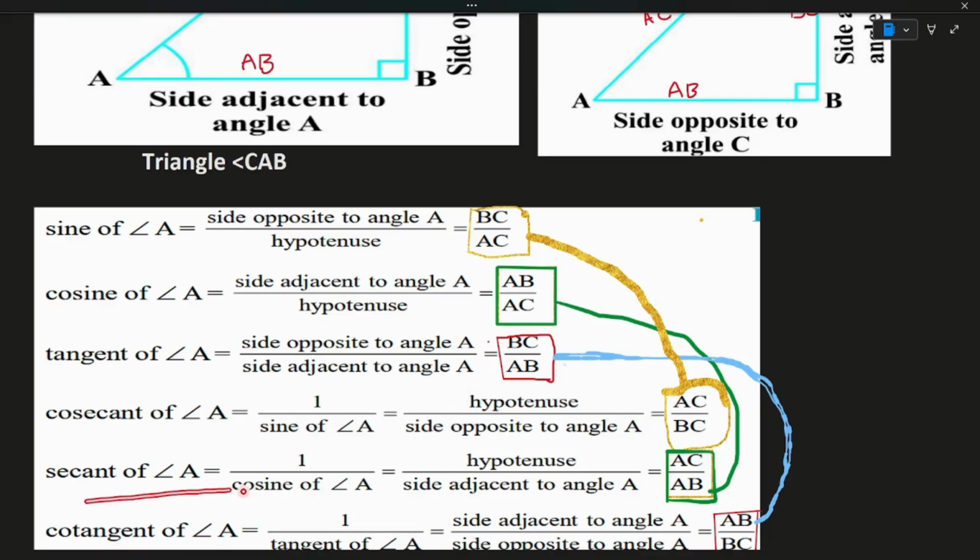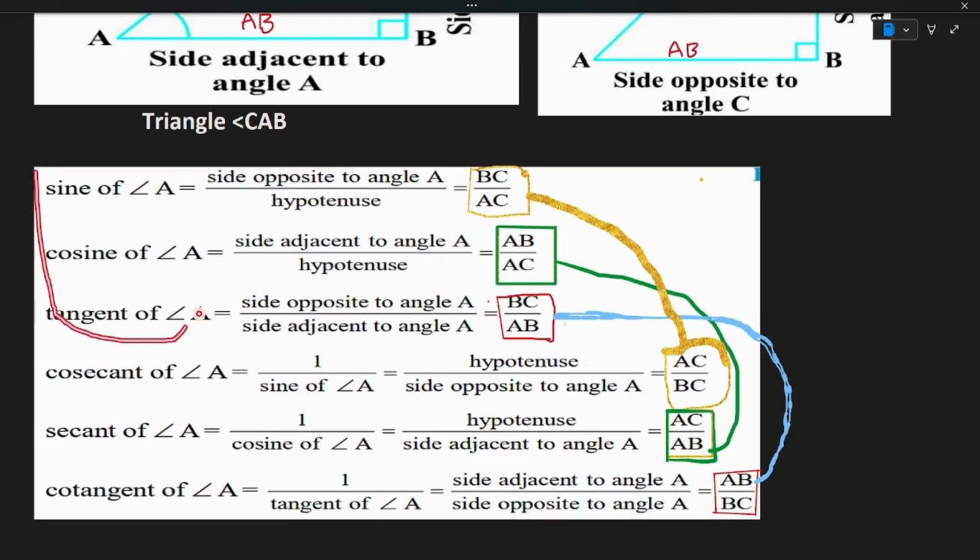Okay. Secant of A is the reciprocal of cosine of A. So it will become reversed: hypotenuse by adjacent side. So it will become AC by AB. Cotangent of A is nothing but the reciprocal of tangent A. So it will become reversed again: adjacent side by opposite side. See here, adjacent side by opposite side. So it will become AB by BC.